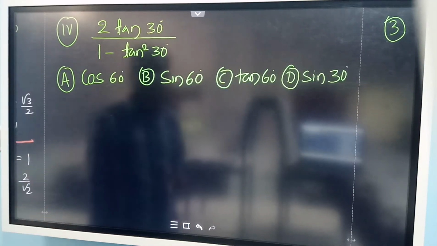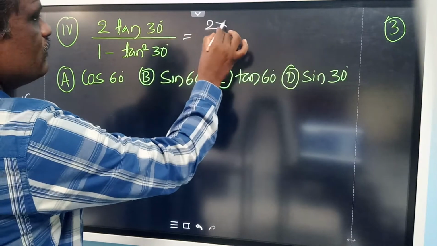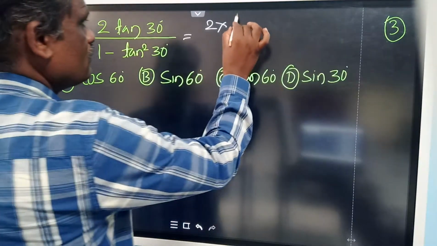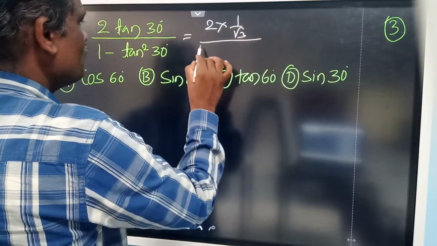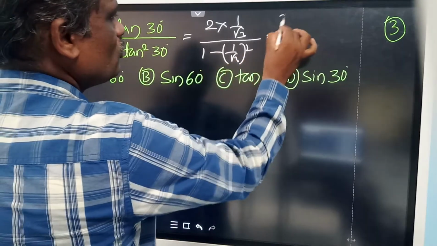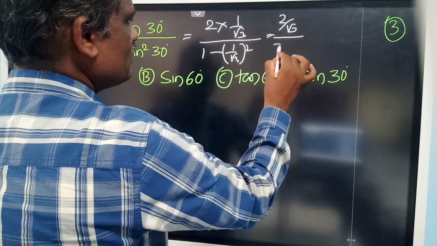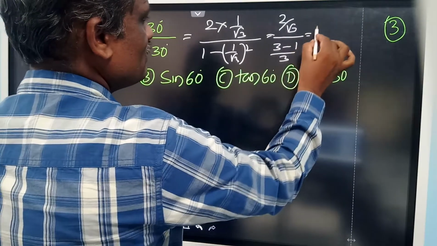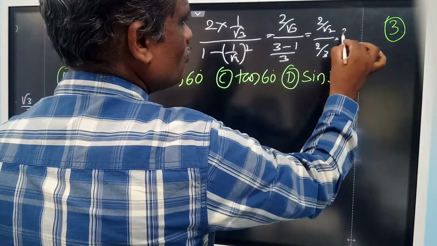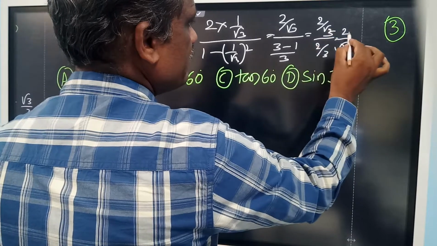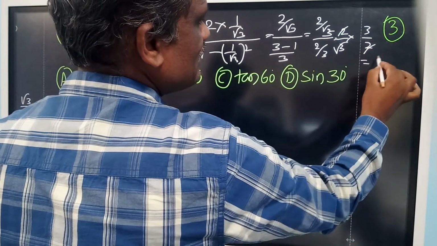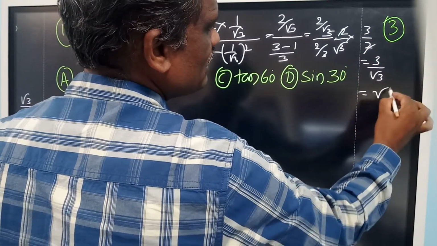Question number 4. 2 into tan 30. What is tan 30 degree? 1 by root 3. 2 into 1 by root 3, divided by 1 minus 1 by root 3 whole square. So 2 by root 3 divided by 3 minus 1 by 3, 2 by root 3 divided by 2 by 3. So what happens here? 2 by root 3 into 3 by 2. So 2 cancels. So it is 3 by root 3, which is root 3 only.